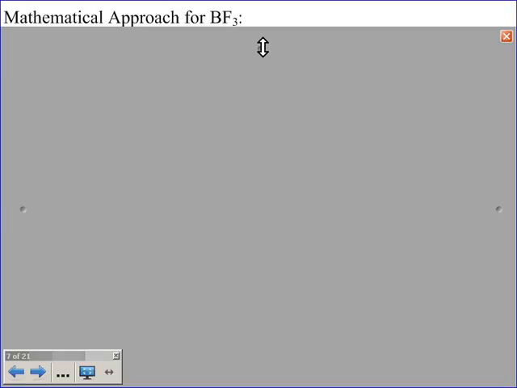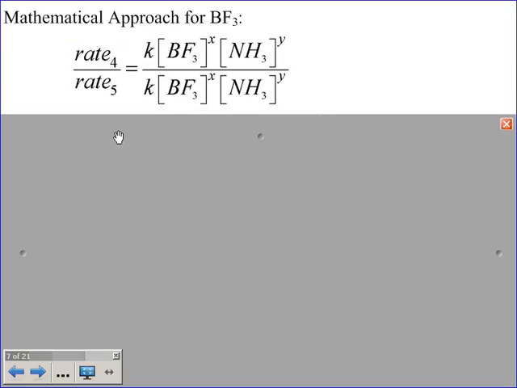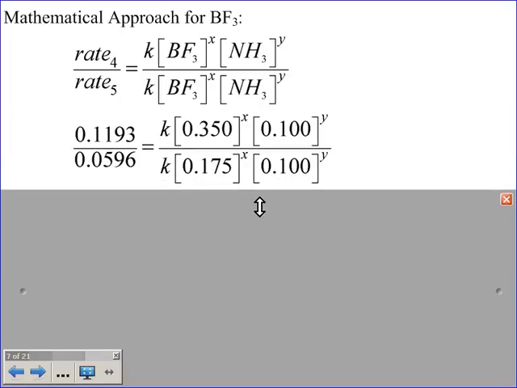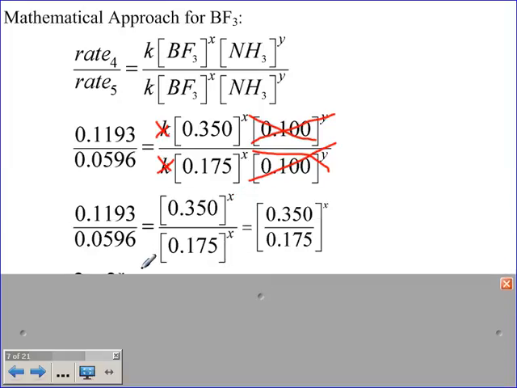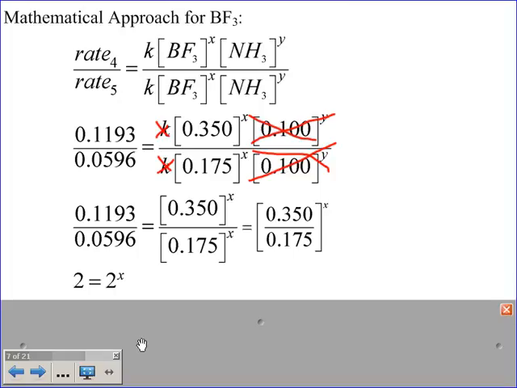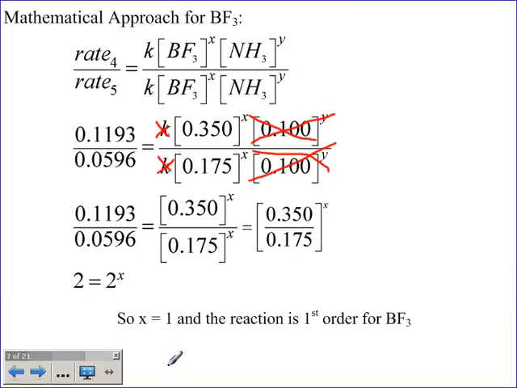So looking at the BF3, making that same comparison between rates 4 and 5, and substituting in our numbers, K can cancel out because it's the same top and bottom, and the ammonia term can cancel out because it's the same top and bottom. So that means that the ratio of the rates is equal to the ratio of the concentrations to the x power. A little bit of math, we see that 2 equals 2 to the x. So x is 1, and the reaction is first order for boron trifluoride, just like we saw by the other method.